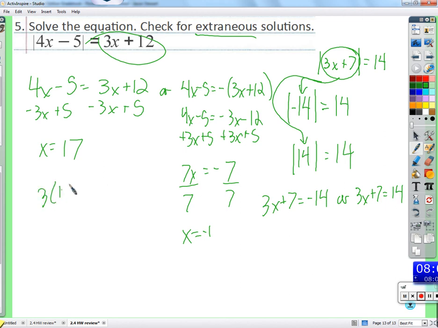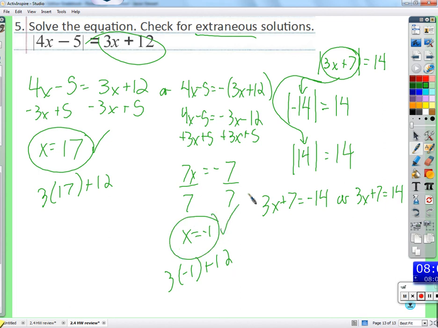Okay. So 3 times 17 plus 12, is that gonna be positive? Yeah. Absolutely. I don't even know what number that is, but I do know it's positive. That's all that matters. If I plug a negative 1 there, I get 3 times negative 1 plus 12. Now, this is a negative number, but we're subtracting it from 12. It's still positive. So this also is a solution. Yay. That's it.